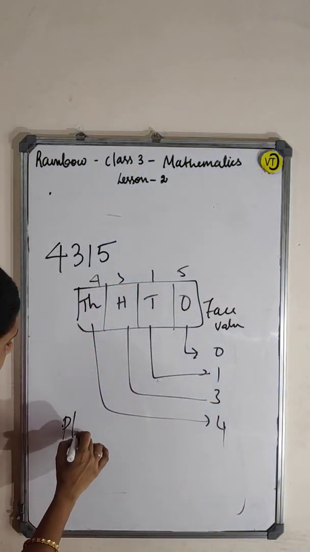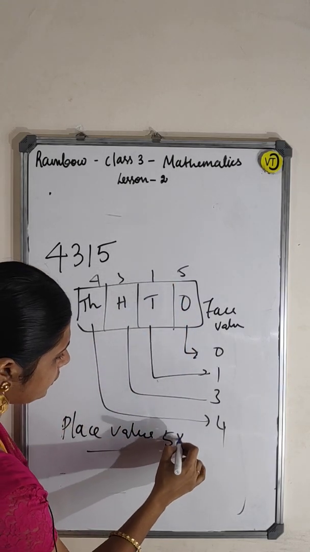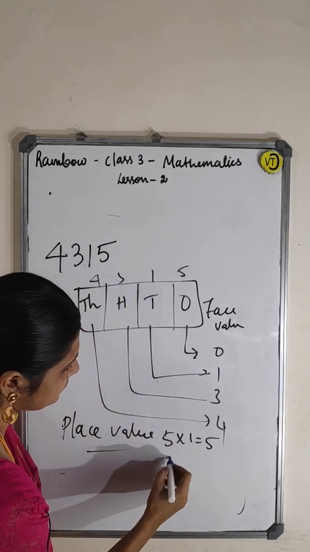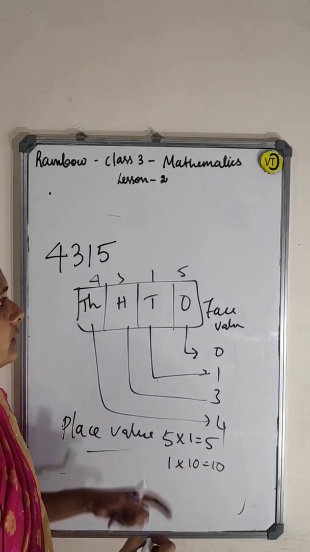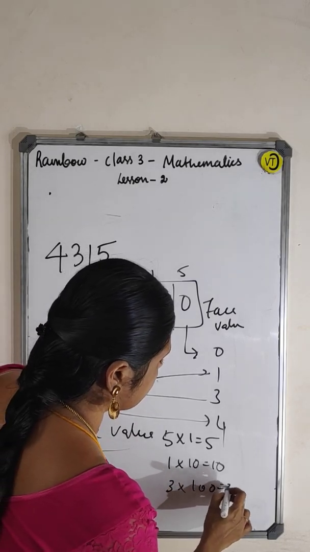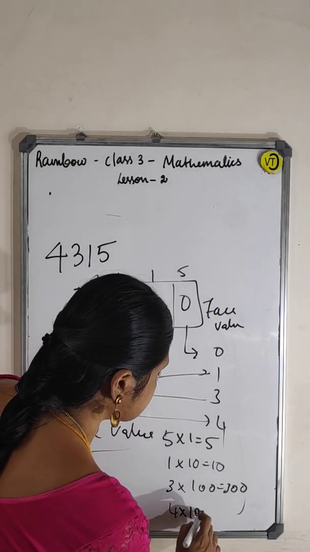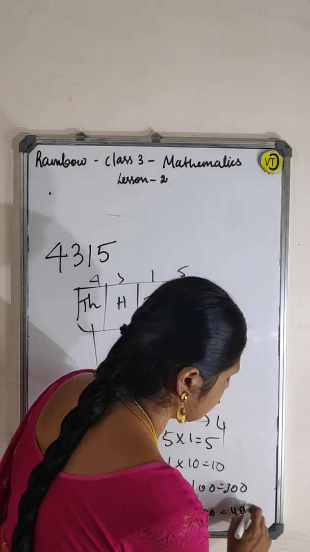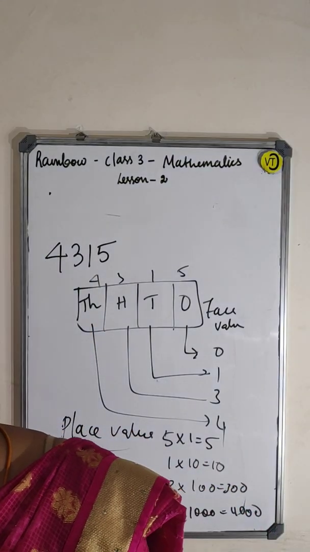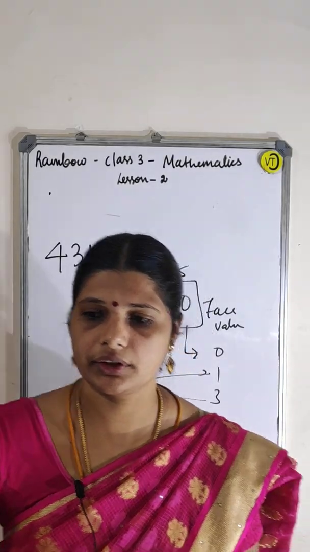How you will tell? Place value of 5 is what then? 5 into ones, right? 5 into 1, it is equal to 5. The place value of 1, 1 into 10, 10. 3 into 100, this is the place value of 3, 3 into 100, that is 300. The place value of 4, it is 4 into thousands place, now it is 4,000. So this way I can represent each digit in the place value. So again, 5, 10, 300, 4,000. Okay.